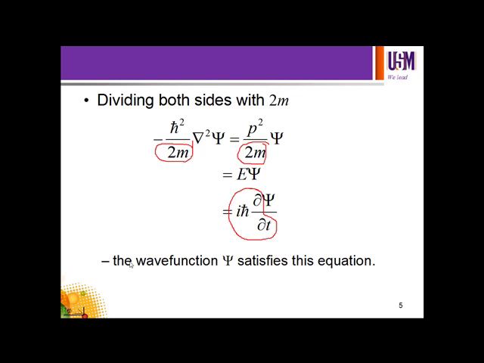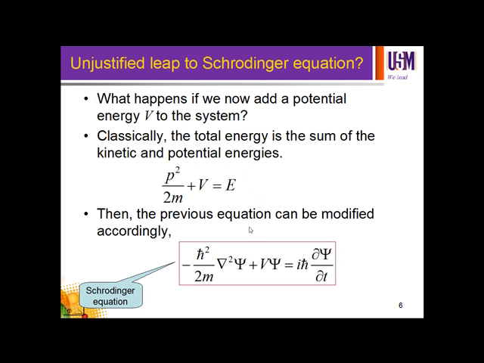So now the wave function psi satisfies this equation. We have the relationship now in terms of the energy operator. Unjustified. I use the word unjustified because it's not exactly justified in the sense that it is something like out of the blue. Not exactly out of the blue, but this is the proposal by Schrodinger.